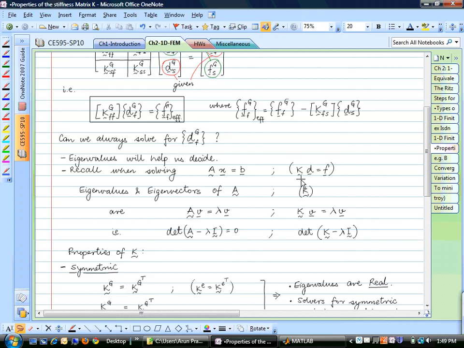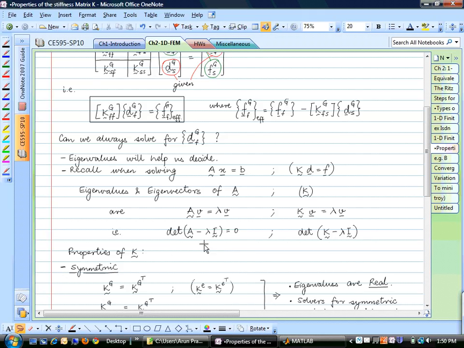Or in our case, we are trying to solve for some K times d is equal to f. So if we take this matrix and multiply it with some vector v, we should be able to express this as a scalar times the same vector v. And if we can do that, then this vector v is an eigenvector, and this lambda, the scalar, is an eigenvalue. Another way to write the same thing is to say that the determinant of the matrix A minus the scalar times I is equal to 0.